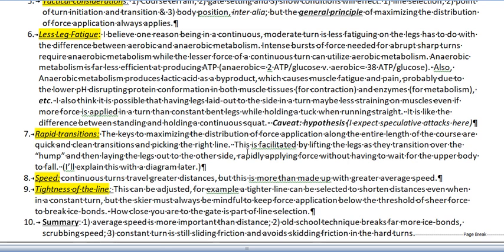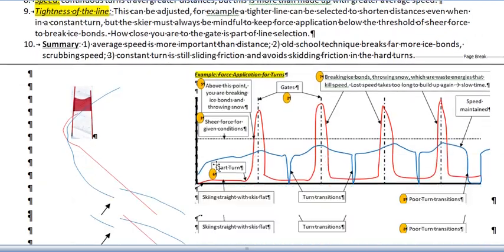This is facilitated by lifting the legs as they transition over the hump, all right, and then laying them out to the other side. Rapidly applying force right away, engaging those skis right away, and then you start applying force right away without having to wait for the upper body to fall. I'll explain this later when I teach specific techniques, but I'll just show you right now.